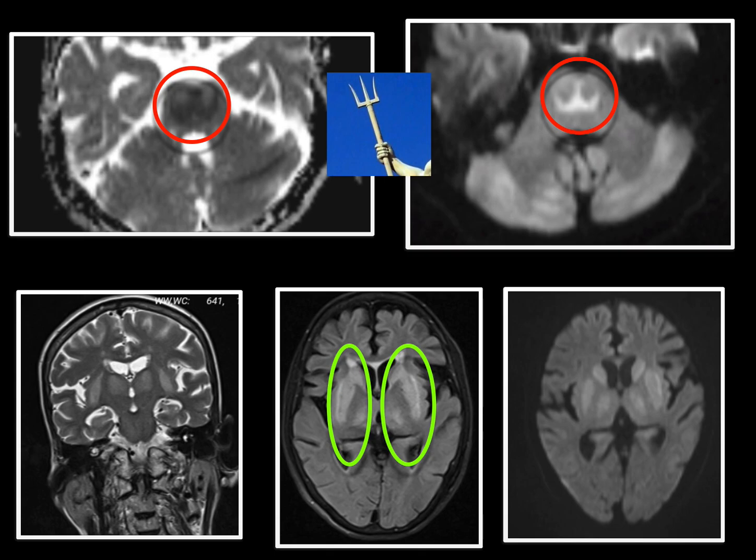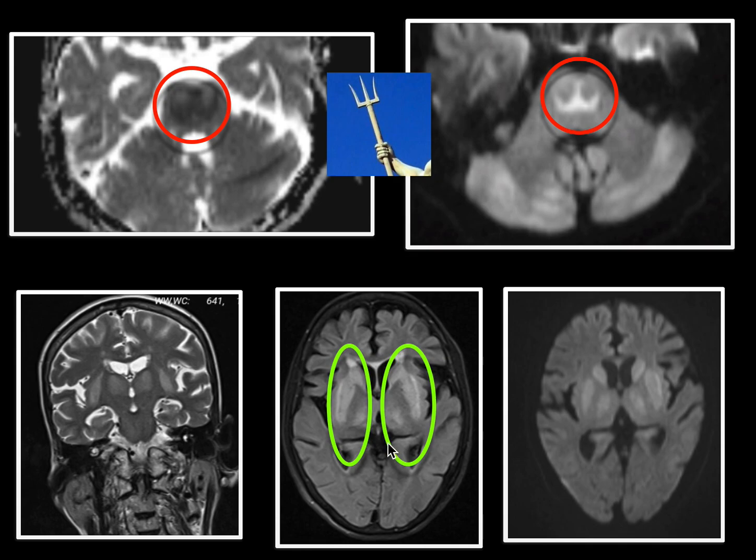So this is the classic sign which is called as trident sign. You can see the transverse pontine fibers showing FLAIR and T2 hyperintensities with diffusion restriction, and this is called as trident sign. You can see three dents like trident sign, and similarly in the ADC it shows reduced ADC values.